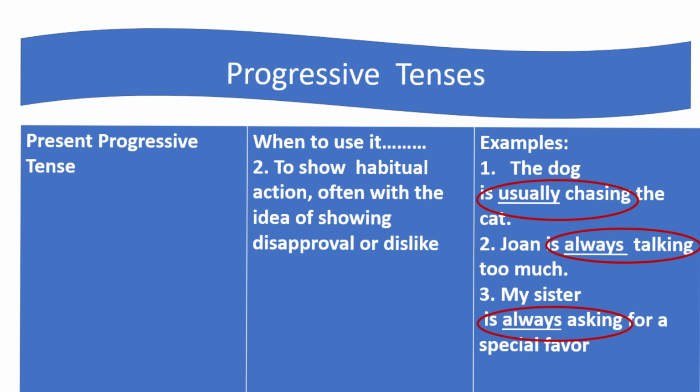Second example, Joanne is always talking too much. Always talking shows that it's habitual. So maybe you don't like it. It's also something that you dislike. Number 3, my sister is always asking for a special favor. So is always asking also shows habitual action. Meaning to say she did not only do it once, she keeps on doing it or she's always doing it. She's doing it many times. Okay, that is number 2.